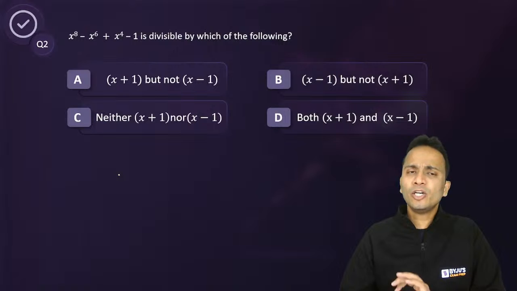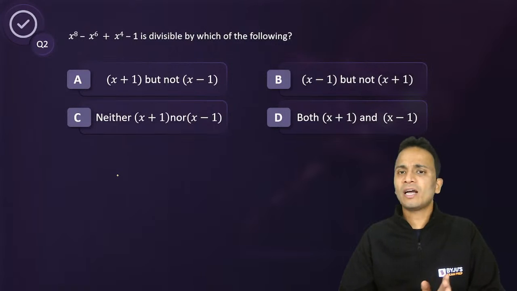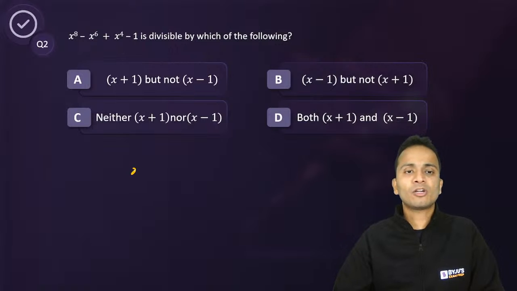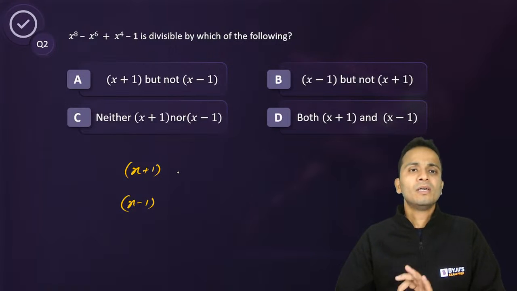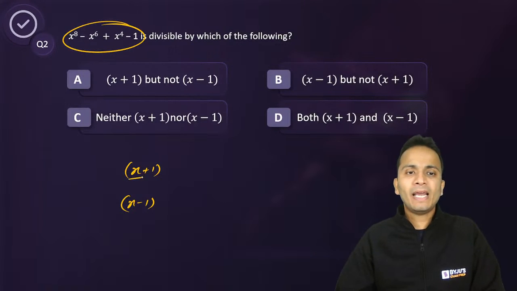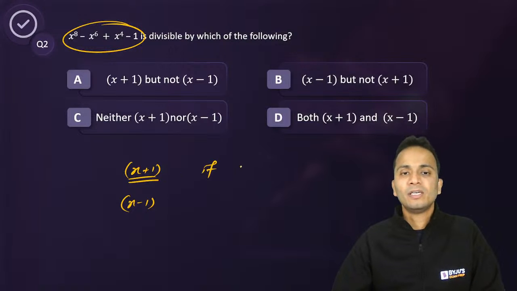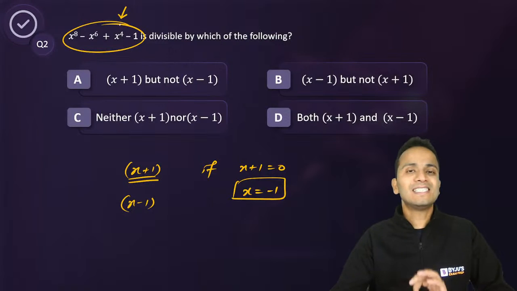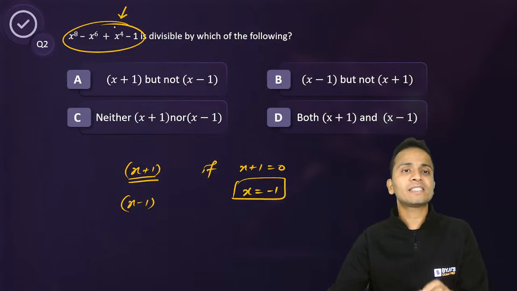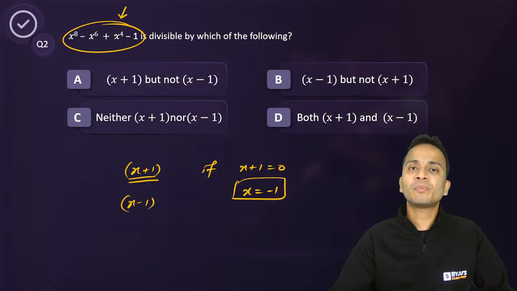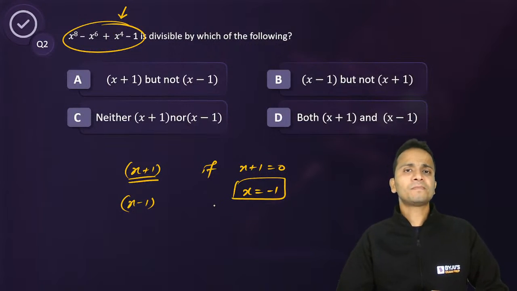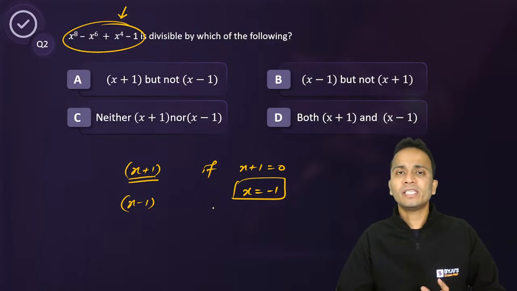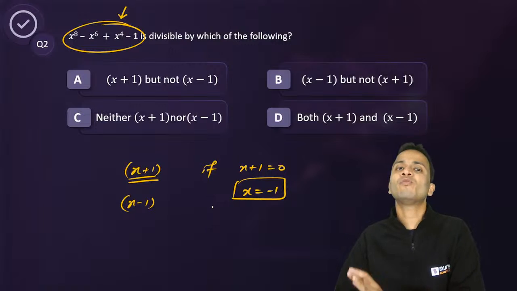Okay, now here you can see two factors which are present in all the options: the factor of x plus 1 and the factor of x minus 1. The given expression will be divisible by x plus 1 if x equal to minus 1 makes this expression 0. If by substituting x as minus 1 the value of the expression becomes 0, then I can say that x equal to minus 1 satisfies this expression and hence x plus 1 will be a factor.